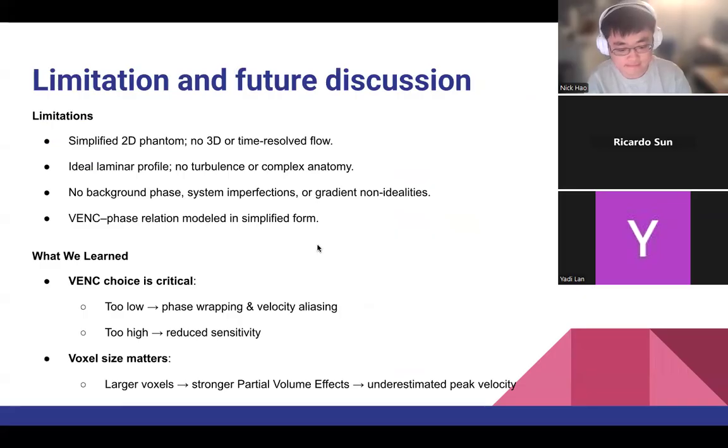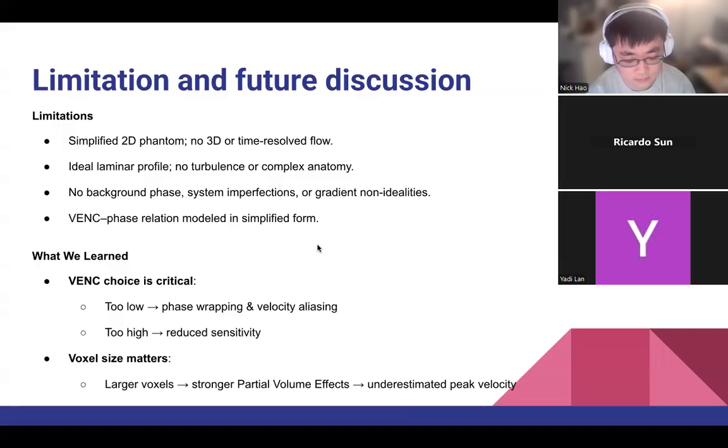Our simulation does have limitations. We are using a simplified 2D phantom rather than full 3D or time-resolved flow. The vessel has an ideal laminar profile, so we don't model turbulence or anatomical complexity. We also ignore background phase shifts, system imperfections, and the non-ideal behavior of real gradient pulses. Finally, the relationship between velocity and phase is modeled in its ideal mathematical form.